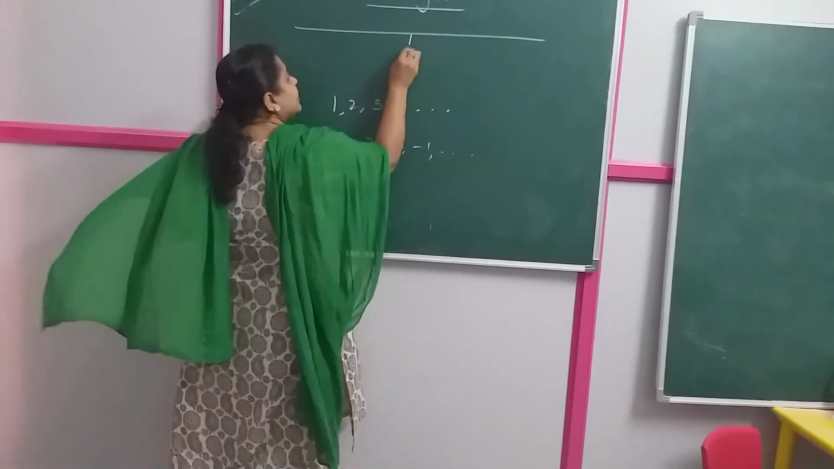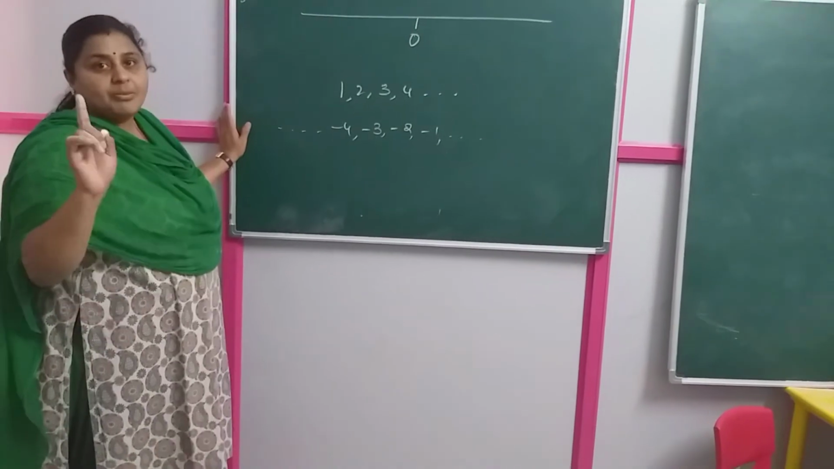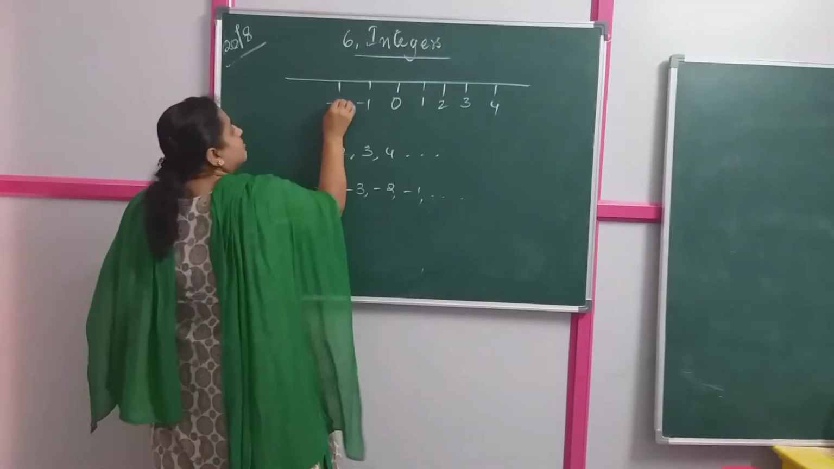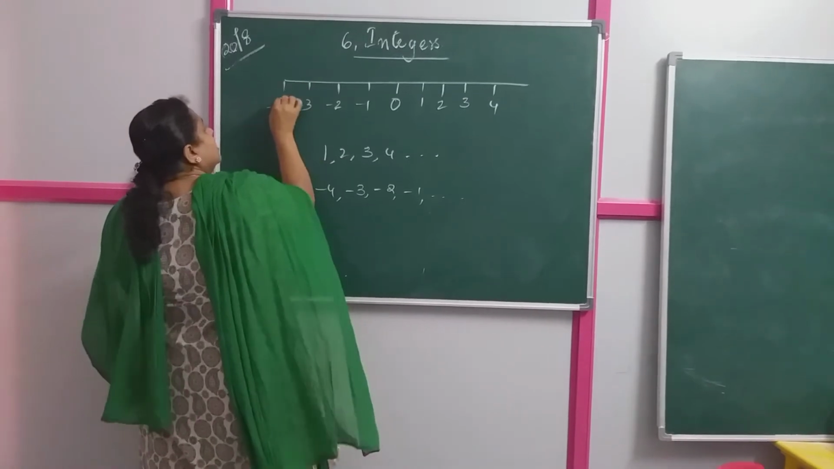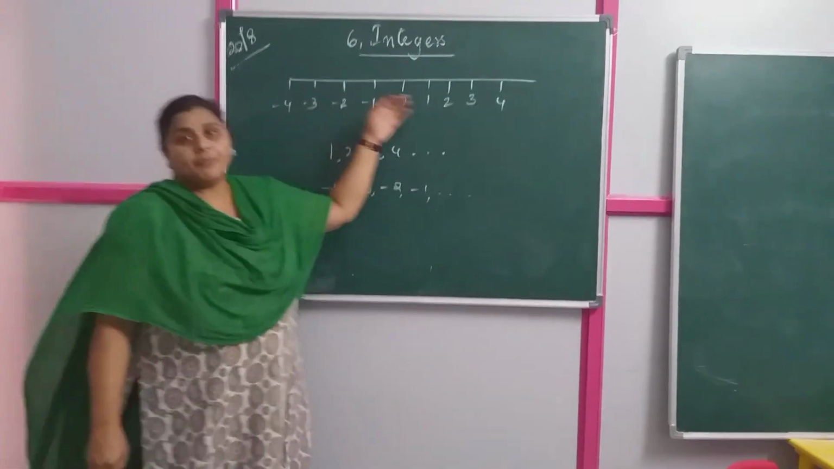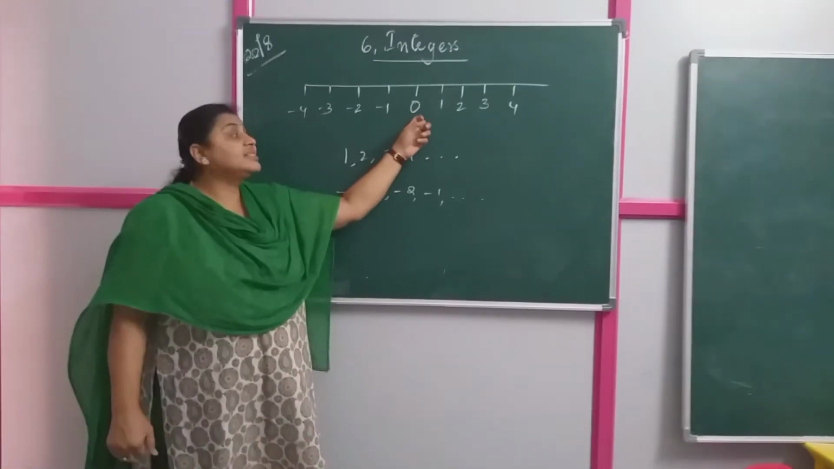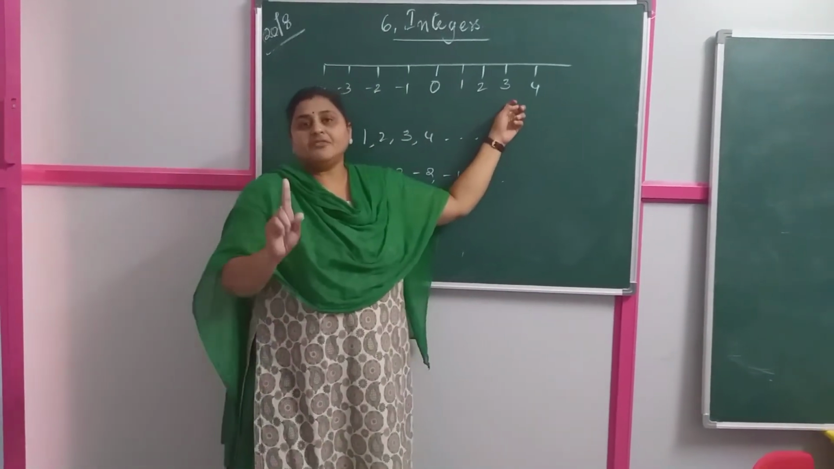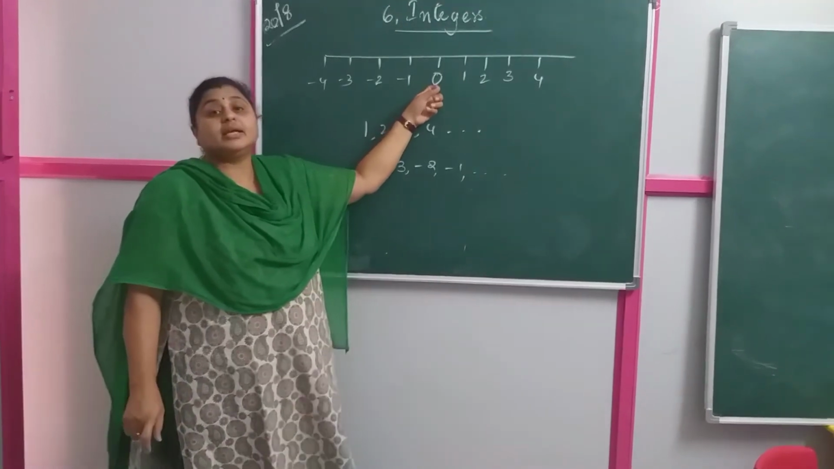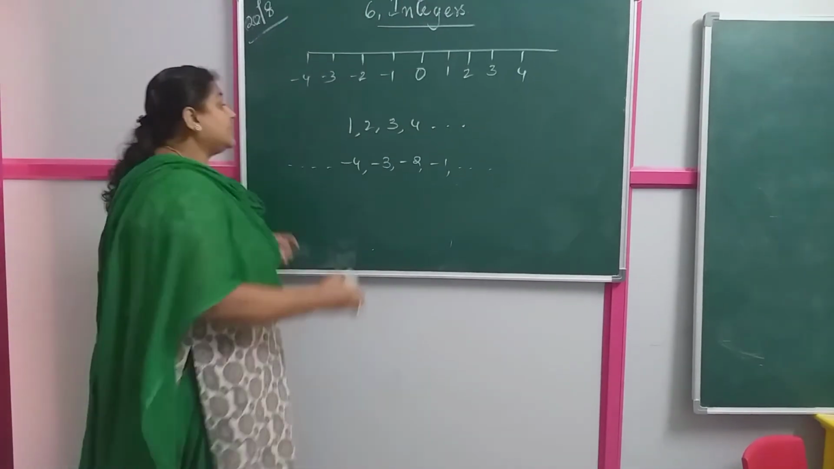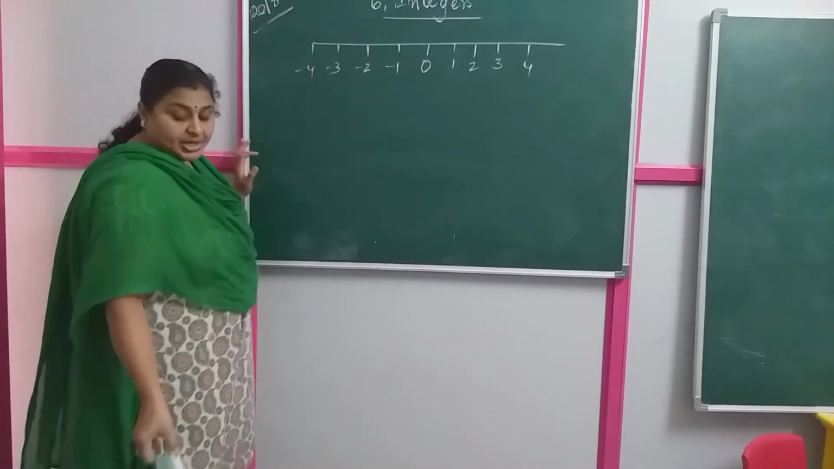So what did I say? 0 separates positive and negative integers. 1, 2, 3, 4, and here -1, -2, -3. This is how the number line represents negative and positive. You can see that 0 is separating the negative integers as well as the positive integers. And one more thing, children, 0 is greater than all negative integers.